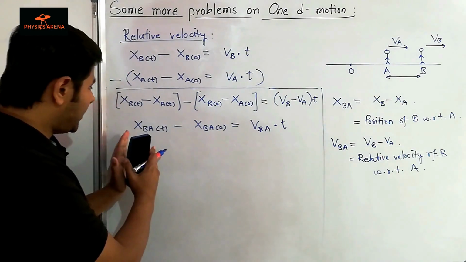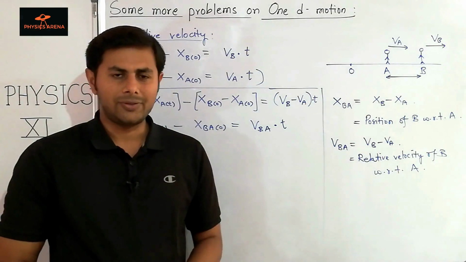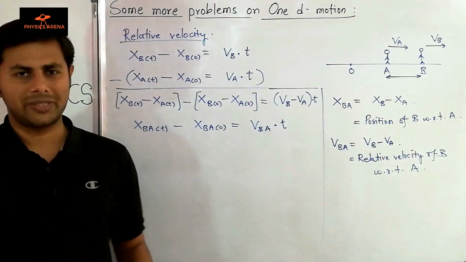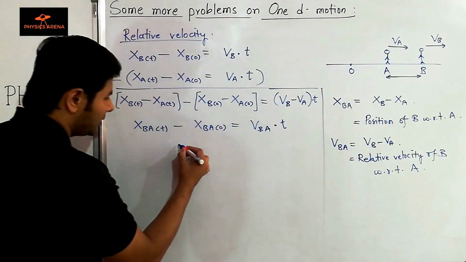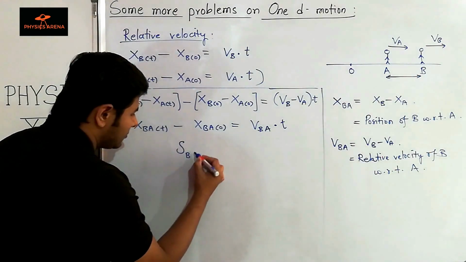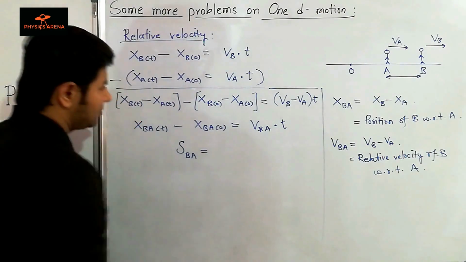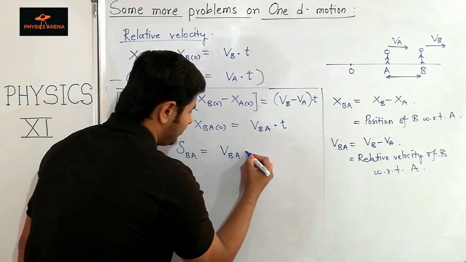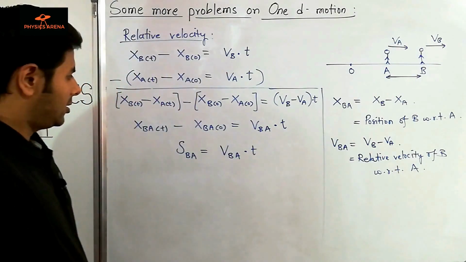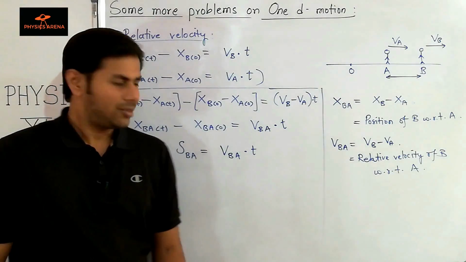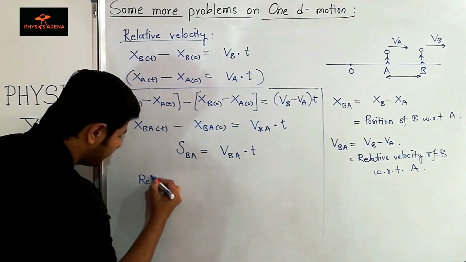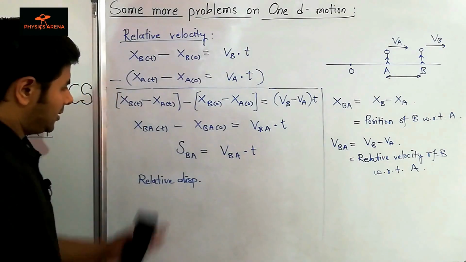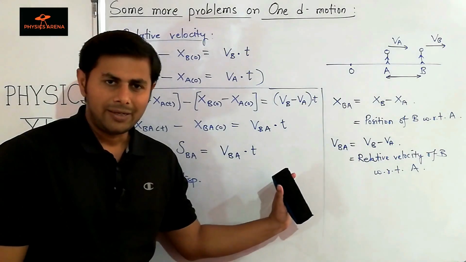So position at t minus position at 0 is change in position. That is the displacement of B with respect to A. So this is displacement of B with respect to A, and it is Vba multiplied by t. So I conclude that the relative displacement is equal to relative velocity multiplied by time.